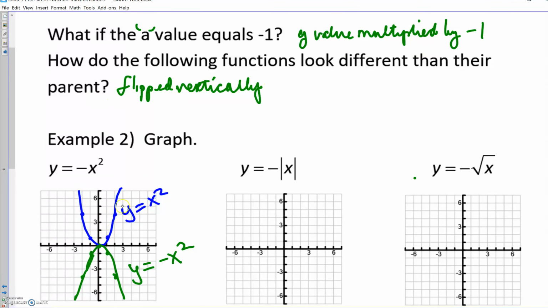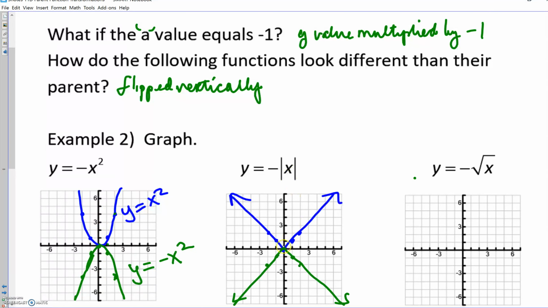So here you have an example of the parent y is equal to x squared. And then here you can see rather than going up 1, my y value goes down 1. And rather than going up 2, it goes down 2. So here is y equals -x squared, and you can see how the function is flipped vertically.